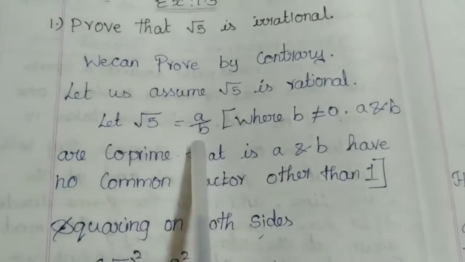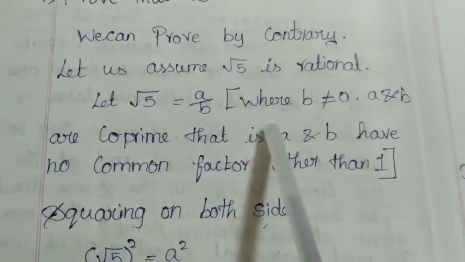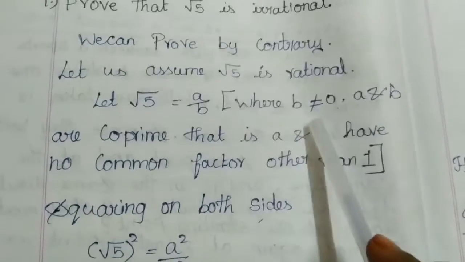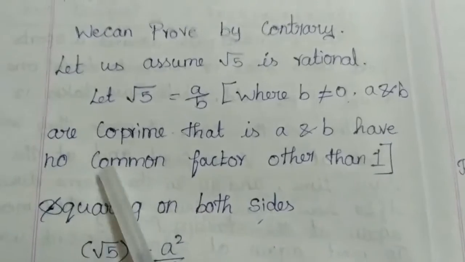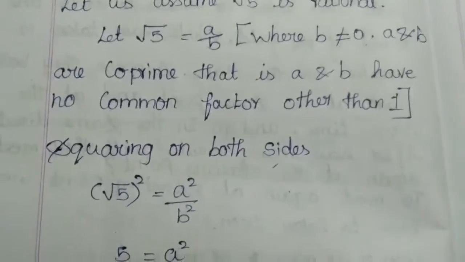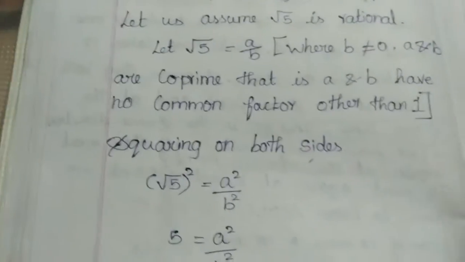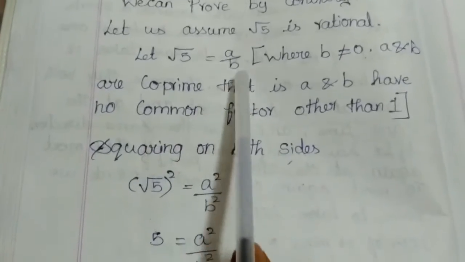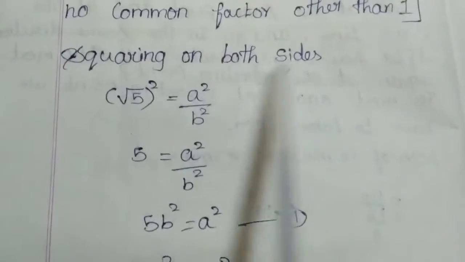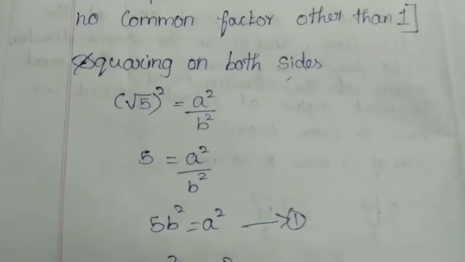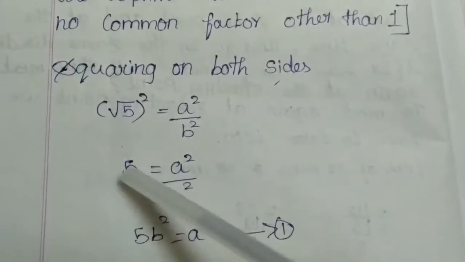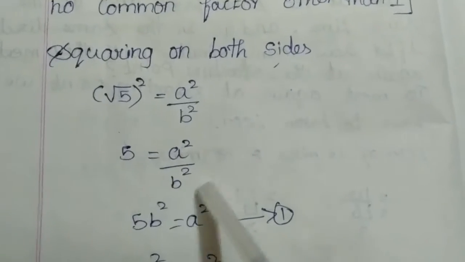Rational means a by b form. What is the condition? b is not equal to 0, and a and b are coprime numbers. What is a coprime number? a and b have no common factor other than 1. See here, root 5 is a by b. We square both sides. That is root 5 squared is equal to a squared by b squared. Square and square root get cancelled. So 5 is equal to a squared by b squared.